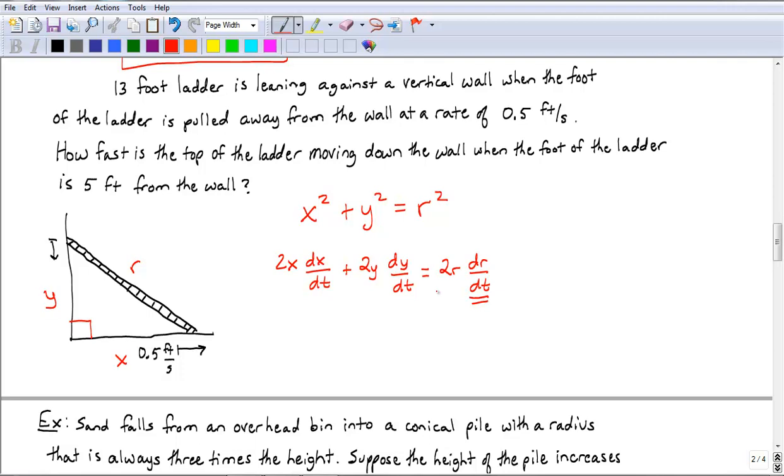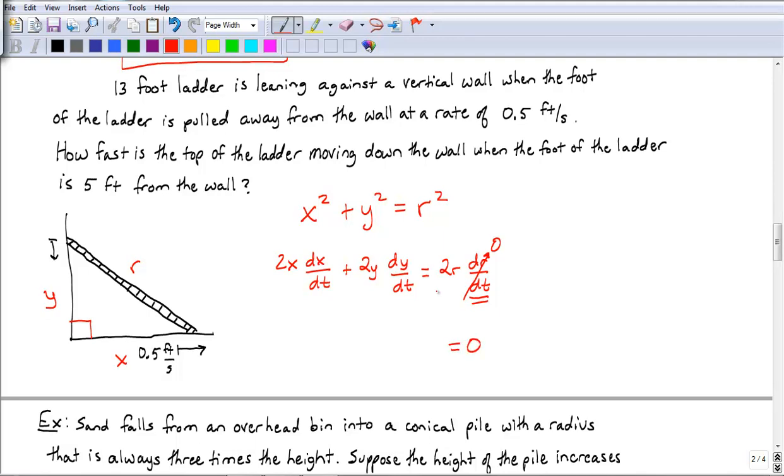Otherwise the ladder's broken and it's changing its length. The ladder stays 13 feet the whole time. When it falls to the ground, it's still a 13-foot ladder. The length of that ladder didn't change. So this dr/dt is going to be 0 because the ladder stays 13 feet the whole time it falls to the ground. dr/dt is the change in length of the ladder with respect to time, and that ladder stays 13 feet. And 2r times 0 is 0.